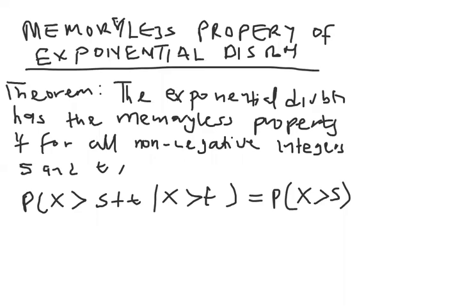Today we are looking at the memoryless property of the exponential distribution. I think we did this in our lecture 4, so we are going to look at how to prove this property. The theorem states that the exponential distribution has the memoryless property if for all non-negative integers s and t, the probability that X is greater than s plus t, given X greater than t, is equal to the probability that X is greater than s. So we are saying that the probability of this one is the same as this. We are going to show this by proving.